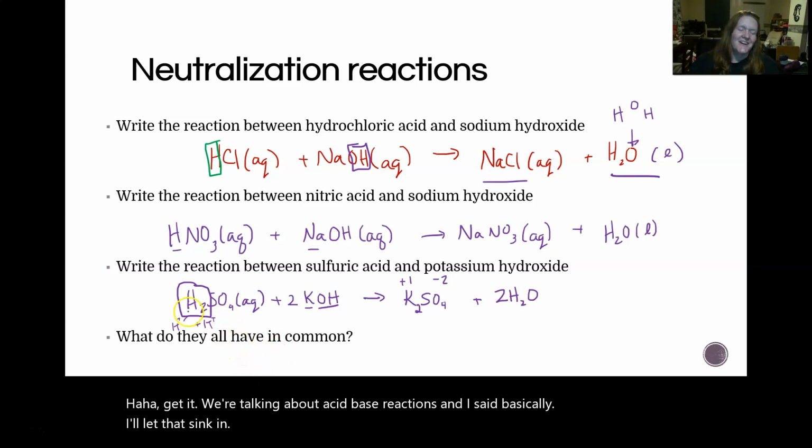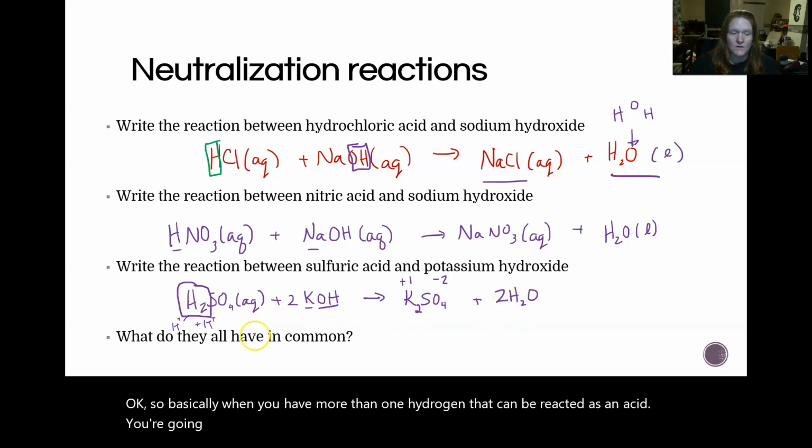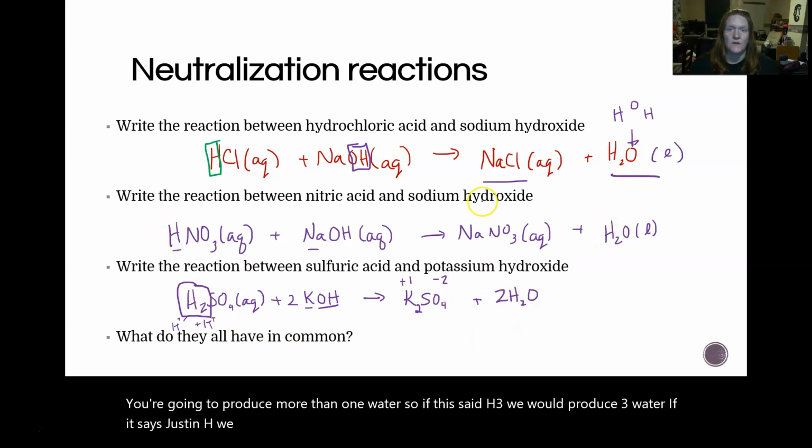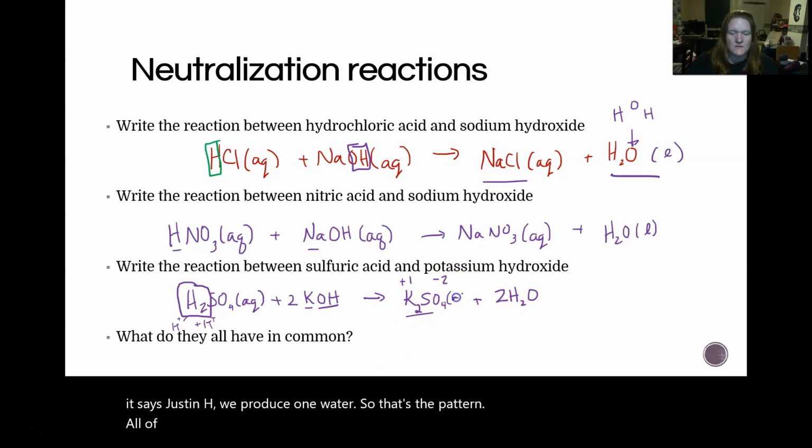Okay, so basically, when you have more than one hydrogen that can be reacted as an acid, you're going to produce more than one water. So if this said H3, we would produce 3 water. If it says just an H, we produce 1 water. So that's the pattern. All of them produce a salt and some number of waters.